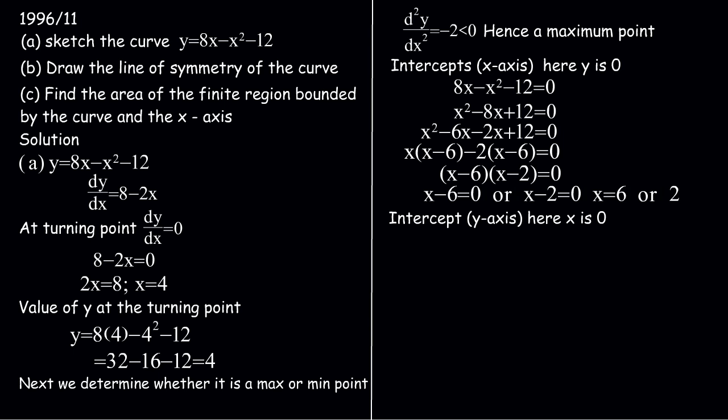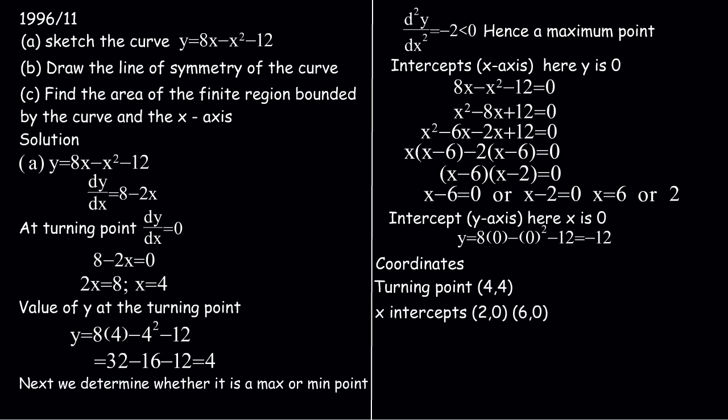Now, at the y-intercept, x is equals to 0. So substituting x equals 0 in our equation, y will be equals to 8 in bracket 0 minus 0 in bracket squared minus 12, which simplifies to minus 12. So our coordinates at our turning point is 4 and 4. At the x-intercept is 2 and 0, and also 6 and 0. And at the y-intercept, 0 and minus 12.